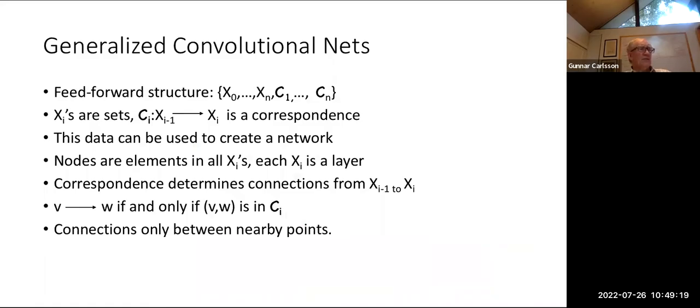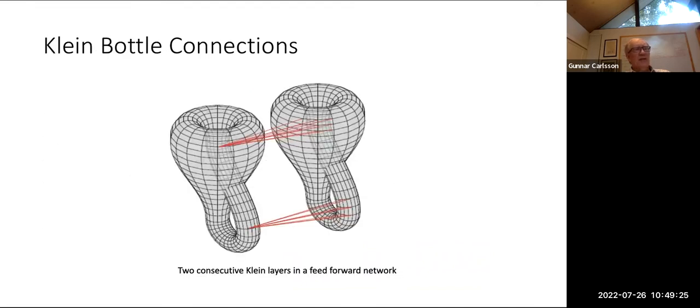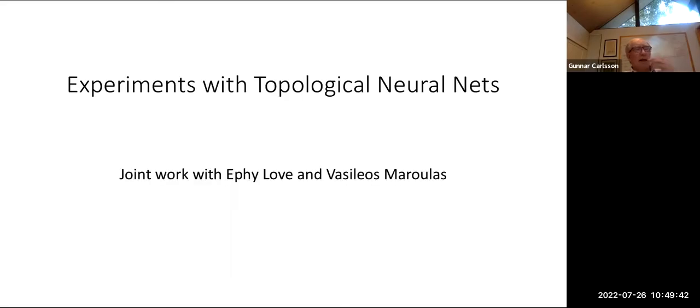And this is just a formalism for generalized convolutional neural nets, but a particular version of that might look like this, or have components that look like this, where we have a Klein model and I make connections like this. Just like before I had a grid, I will make connections that are local in the Klein model geometry. I now want to conclude with some experiments with some of these topological neural nets, and really it's topological feature engineering. This is joint work with Effie Love, Vasileios Maroulas, and also, I'm sorry he's not in here, Ben Filipenko.